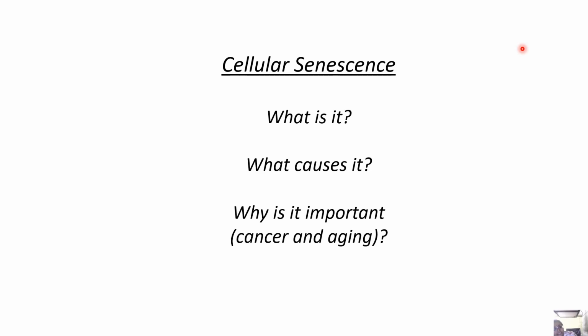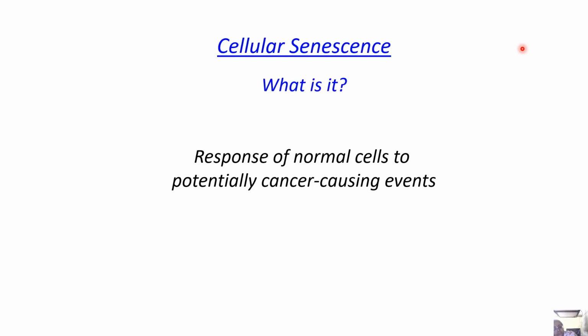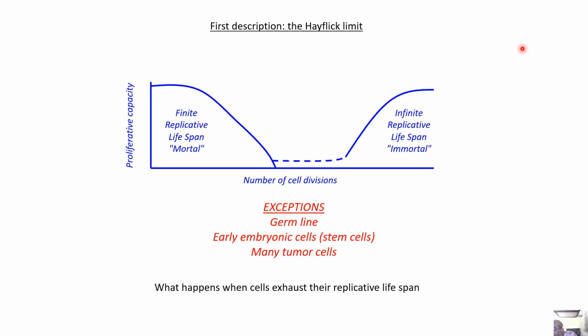If we talk about cellular senescence, what is it, what causes it, and why is it important? It is the response of normal cells to potentially cancer-causing events. If you see a graph, on the y-axis you have proliferative capacity, and on the x-axis you have the number of cell divisions. So, this is how it goes: a finite replicative lifespan, mortal, and then an infinite replicative lifespan, immortal.